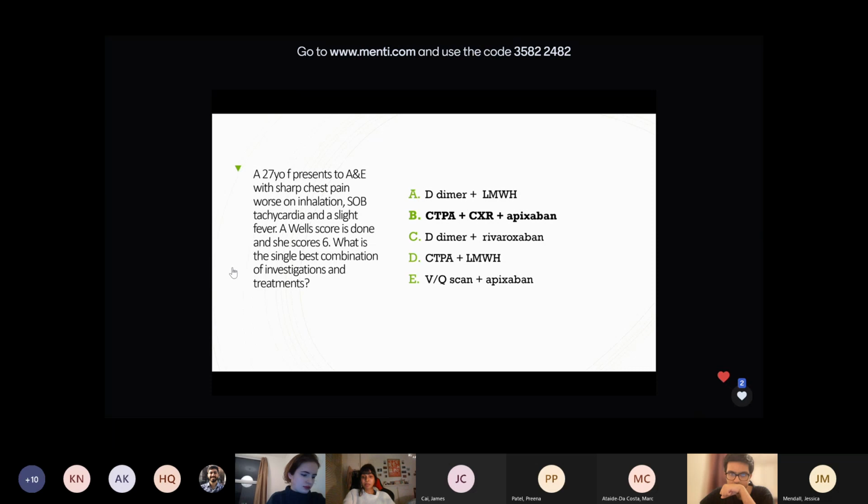So in this case, the Wells score is above 4, so we're not going to do a D-dimer, and we're going to give them anticoagulation in the interim. So we're going to give them apixaban, and we're just going to go to a CTPA. So why might we not want to do a CTPA? Why might we want to do a VQ scan? In what patients?